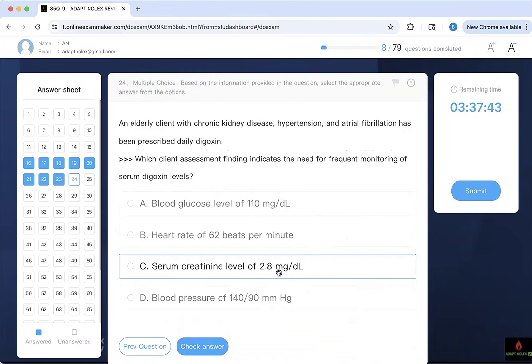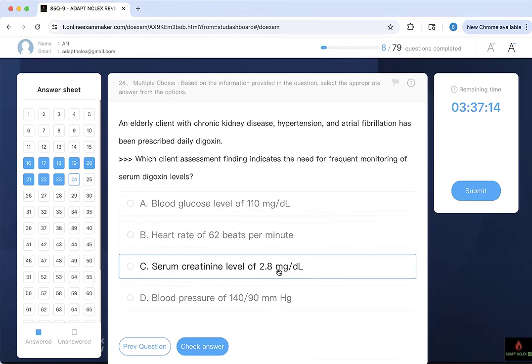Number 3, which client assessment finding indicates the need for frequent monitoring of serum digoxin level? That's the key. If you don't understand that statement, then don't proceed with the question. Make sure you understand there's something that requires you to monitor digoxin. An elderly client who has chronic kidney disease, hypertension, and AFib is prescribed digoxin. He has so many things that can affect digoxin.